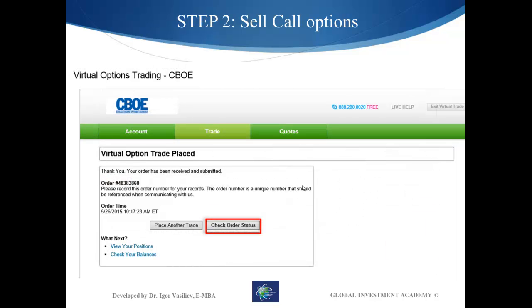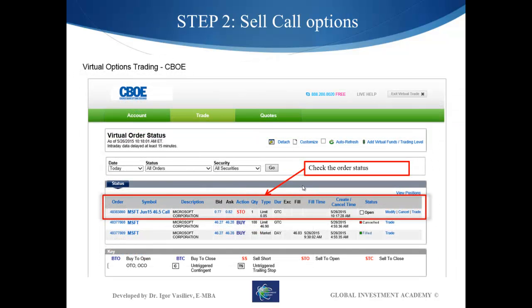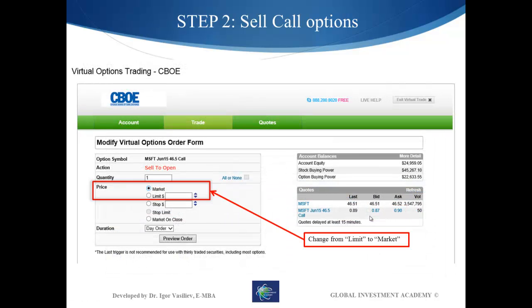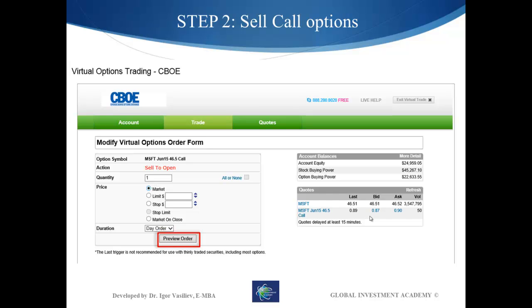Always check the order status after you placed it. And that's what we can see. We can see that our shares are bought here, and then we can see that Microsoft is still open. What we're going to do, we're going to modify it in the same way we did with shares, only with options. So we got back to the window and we changed from limit to market, and then just click preview. And we can see again that it's changed to day order straight away automatically.